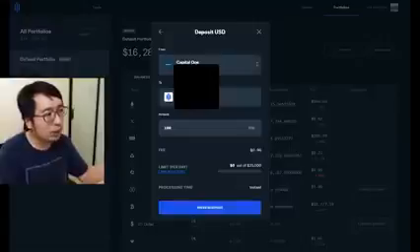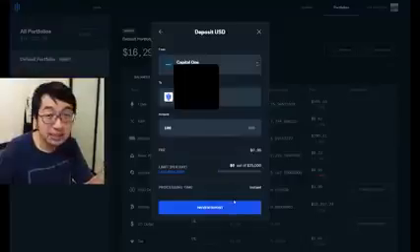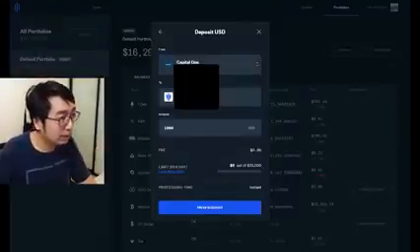I'm going to add $100. There aren't any fees to add money to your Coinbase Pro account, so don't worry about that. And it says processing time instant. Oh, that's pretty good. But what if it's 1,000?